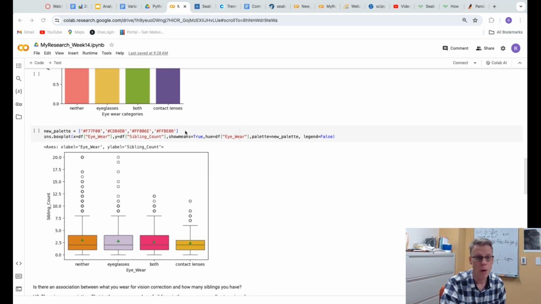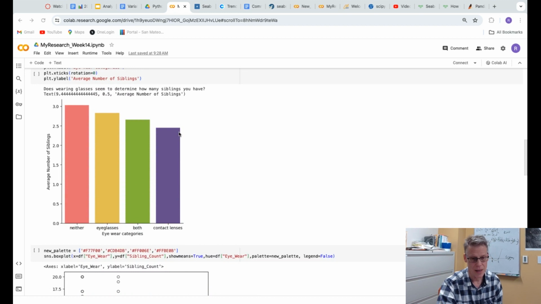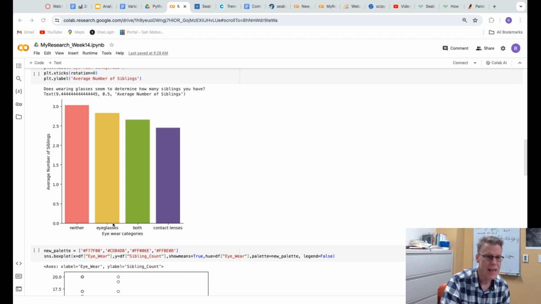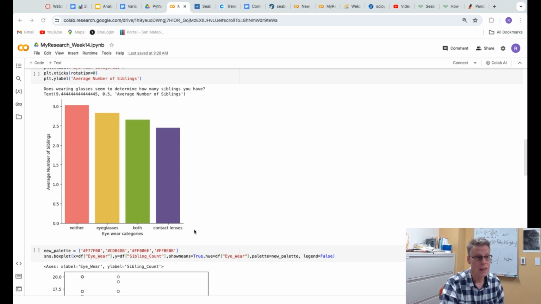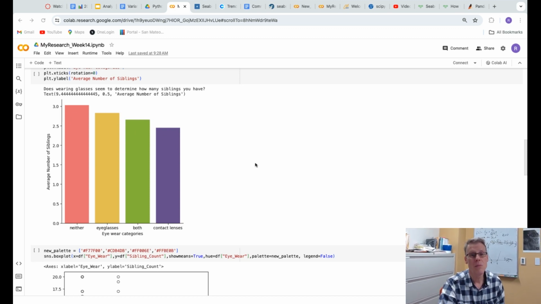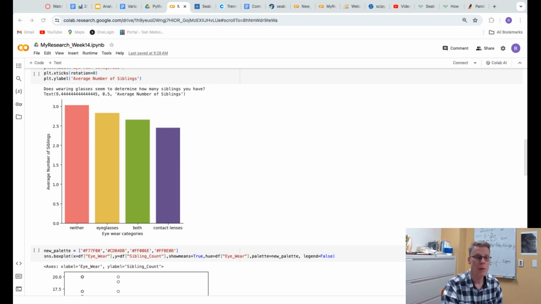And so what we're trying to find out with a hypothesis test is, assuming that in the population there's no difference at all between what the average number of siblings is between these two categories. It doesn't matter. We're assuming in the population, it doesn't matter what you wear for eyeglasses, your number of siblings on average is the same. And once we assume that, we're seeing if this difference in our sample is different enough to be too rare to be believable.